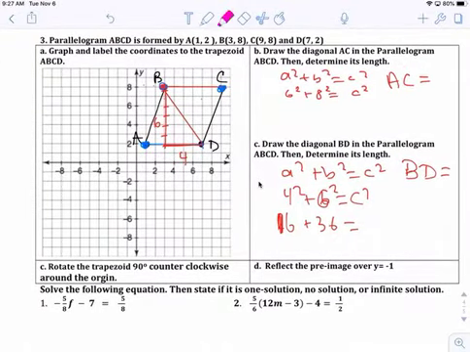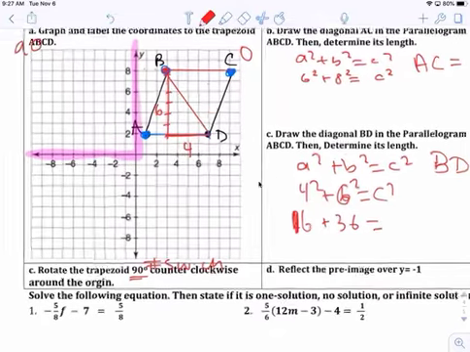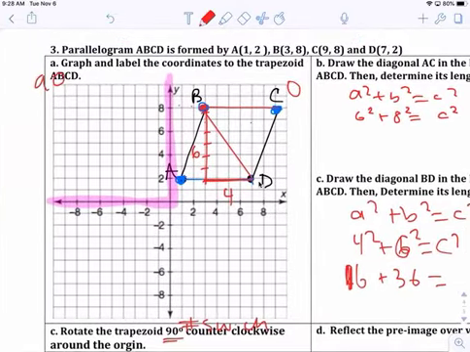Okay, now, rotate the trapezoid 90 degrees counterclockwise. 90 degrees, number switch. Okay, this is 0. 90 degrees is right here. So your new image would be in this quadrant here. Okay. Now the number switch. It didn't say to write the... So A is 2, 1. 2, 1 right there.